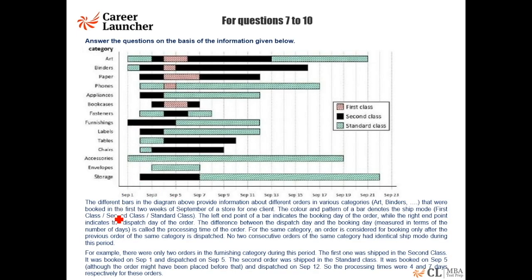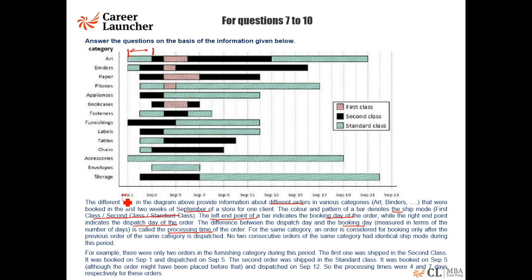Okay. Let's go through the data again. The different bars in the diagram above provide information about different orders in various categories that were booked in the first 2 weeks of September for store of one client. The color and pattern of the bar denotes the ship mode: first class, second class, and standard class. The left hand point of the bar indicates the booking day of the order, while the right hand point indicates the dispatch day of the order. Difference between dispatch day and booking day measured in terms of number of days is called processing time. So processing time is the difference between dispatch day and booking day.